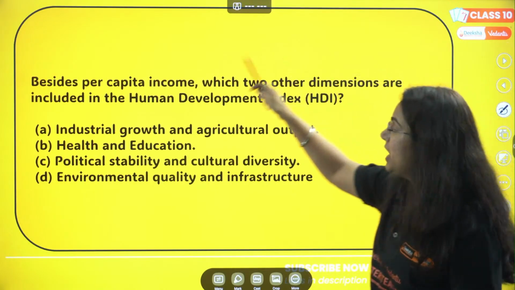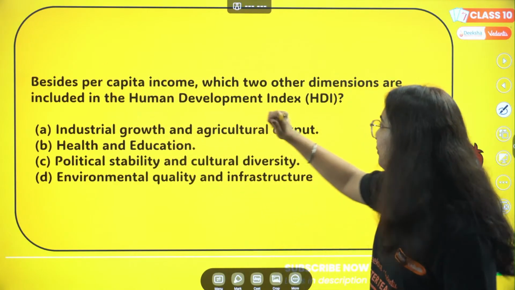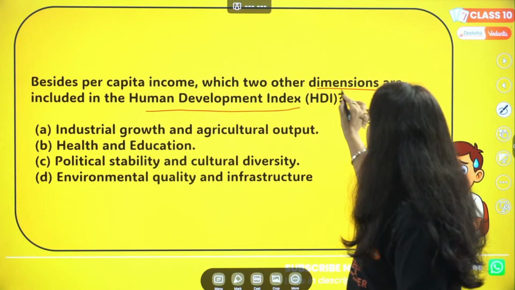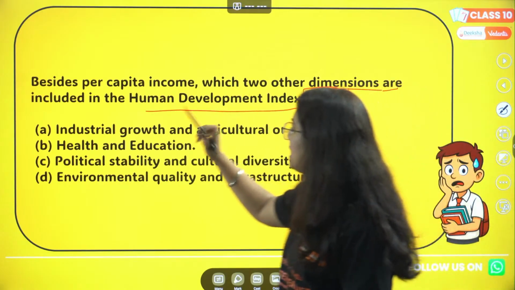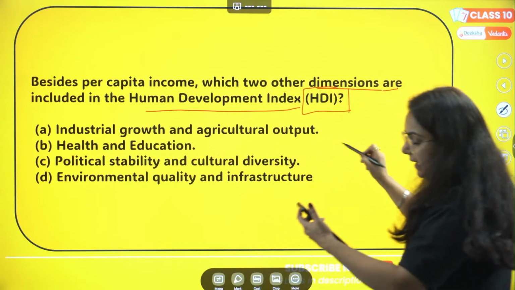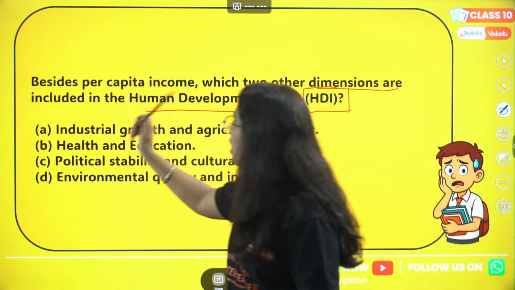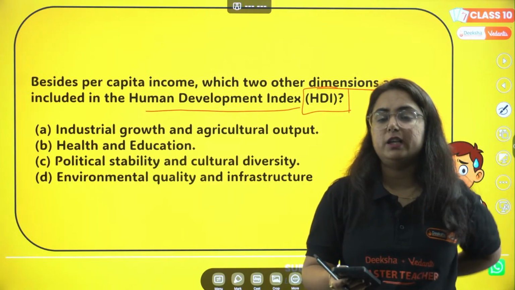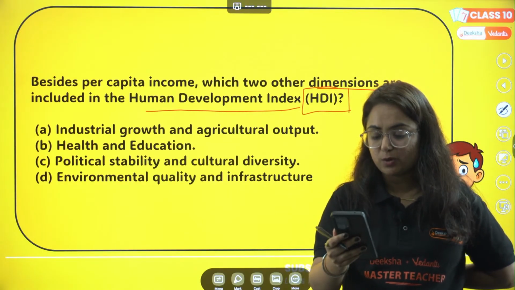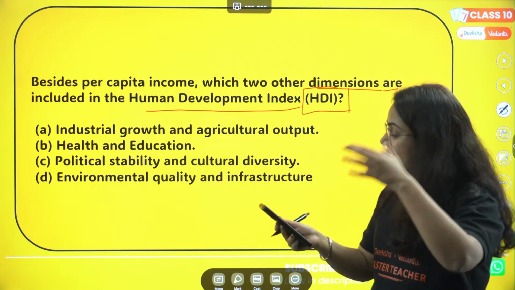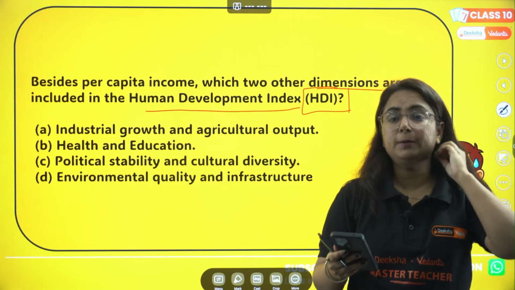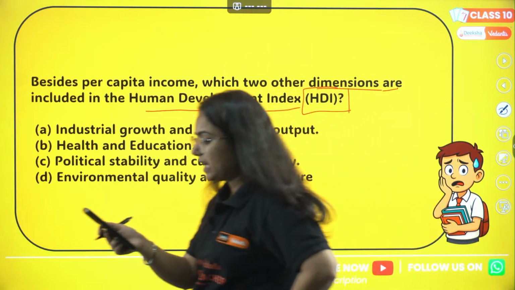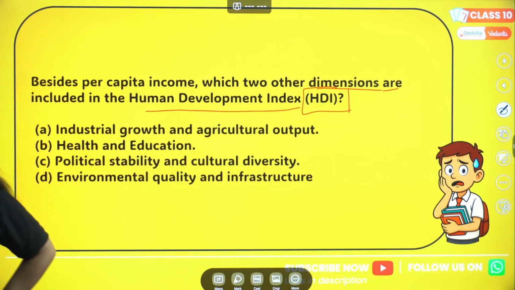Next question, besides per capita income, what other dimensions are included in the Human Development Index, that's HDI? Options are A, industrial growth and agriculture output. Option B, health and education. C, political stability and cultural diversity. Or D, environmental quality and infrastructure. Very easy answer. Give the answer fast. Very easy question. Besides per capita income, what are the other dimensions that we take in the Human Development Index?